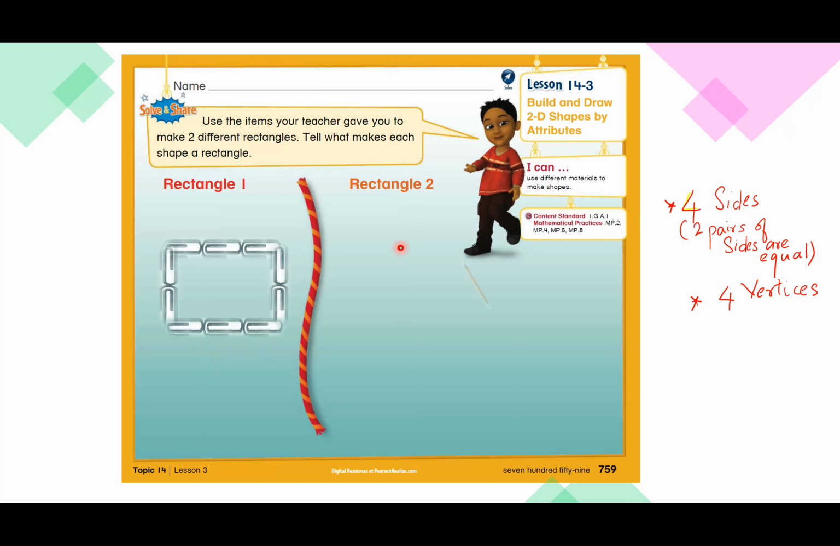Now I want to make another rectangle. What I can do is take two long pencils and two short pencils. Now you see here, this is a rectangle. You can also cut a shape of a rectangle on a paper and stick it to your book. You can use pipe cleaners, you can use string. There are many materials you can use to make 2D shapes. Okay, kids?